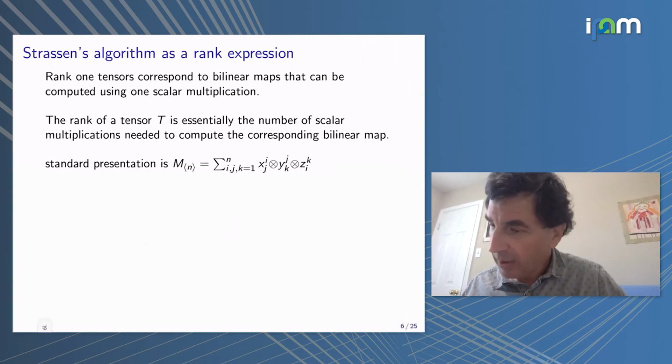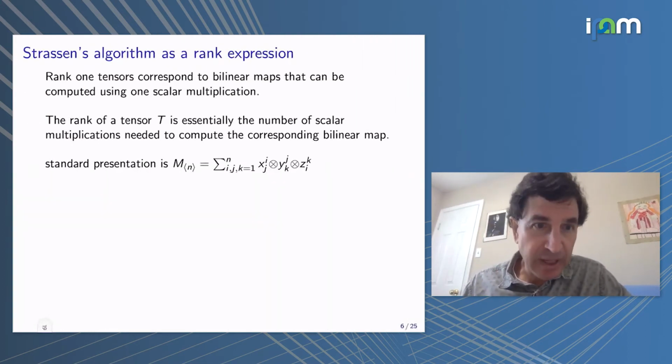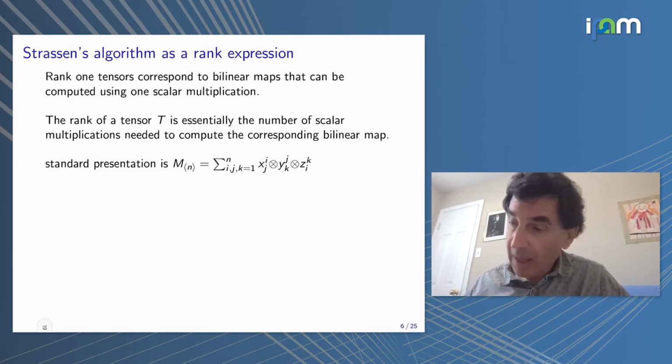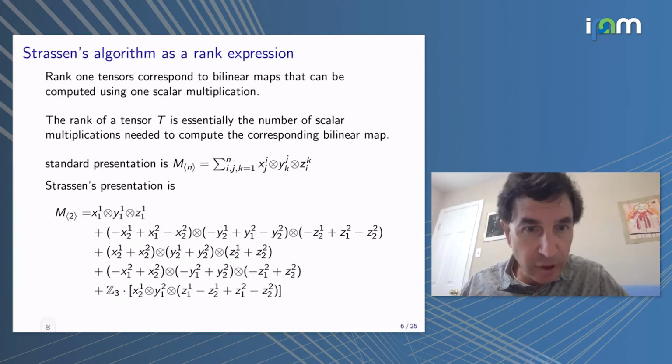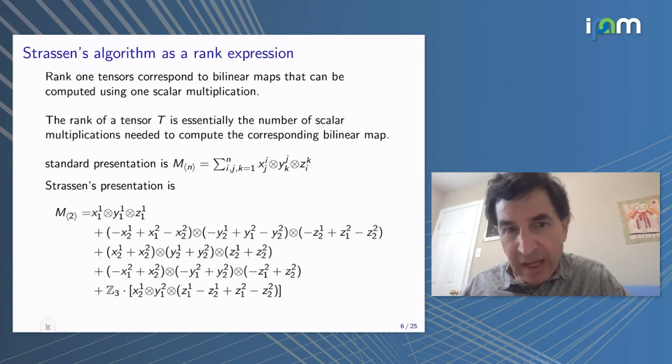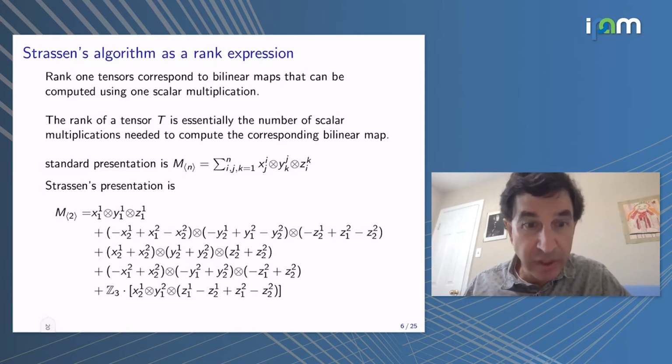Okay, so if we wanted to write the matrix multiplication operation as a tensor, it would look something like this, where instead of using a single index 1 up to n squared, I'm taking advantage of the matrix structure and giving each vector 2 indices, so it looks like entries of a matrix. And Strassen's presentation as a tensor looks like this. There are 4 terms, and then I wrote Z3 dot that last bottom thing. That means you take that and then you cyclically permute, putting Z in the role of X, X in the role of Y, and Y in the role of Z, and then you do another cyclic permutation. So that's a sum of 3 terms.